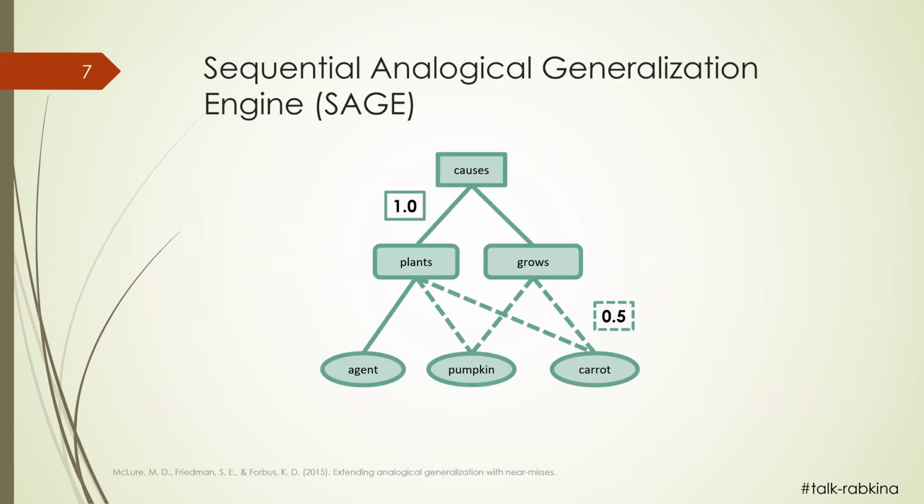These are combined into a match score, and that score tells us how similar the two cases are. So the match score between these two would be pretty high. The Sequential Analogical Generalization Engine takes that mapping, and assuming that the score is high enough, it forms a generalization between the two cases. You can think of the generalization as a schema. So what that looks like here is that an agent plants something, 50% of the time it's a pumpkin, 50% of the time it's a carrot, and that causes that something to grow.